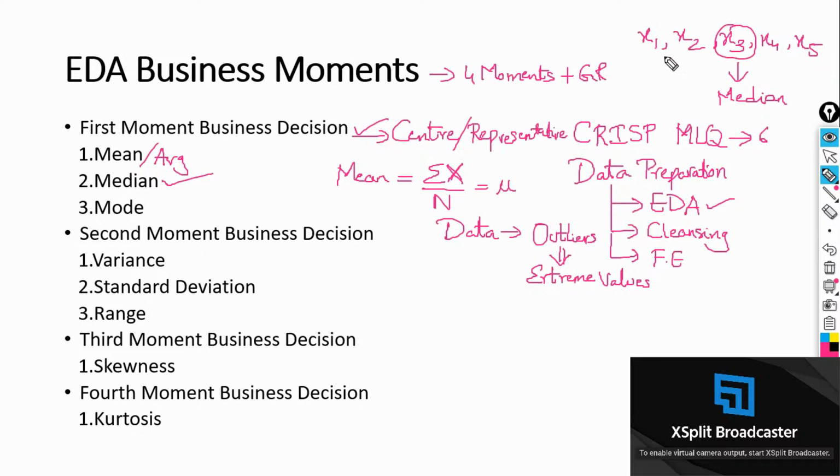Akhil, if the data has an odd number of observations, yes, we'll get the middle value. That's fine. What if the data contains an even number of observations? Then I cannot get the middle value, right? What am I supposed to do if I have an even number of observations?